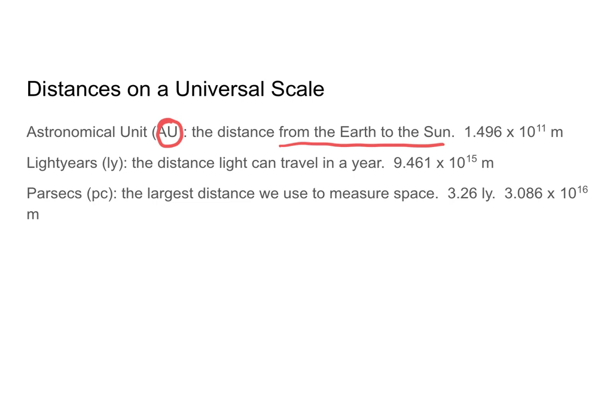Light years, for which I use LY as my unit, is the distance light travels in a year, and that's 9.461 times 10 to the 15th meters. Just so you know, we are going from the smallest to the biggest measurement of distance. Astronomical units are the smallest. Parsecs, the last, are the largest, so this is the largest distance we can use to measure space.